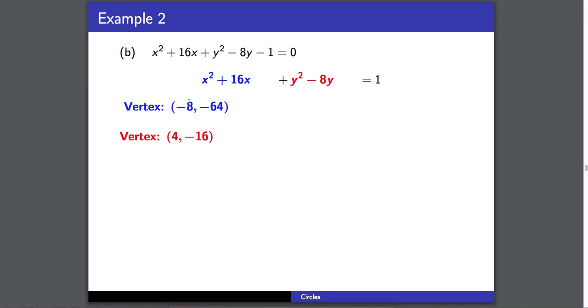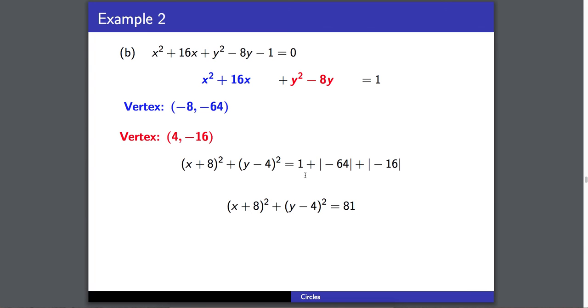So now I have (x - (-8))², which becomes (x + 8)², plus (y - 4)² = this 1 + |-64| + |-16|. When we combine the terms on the right-hand side and simplify them, we get 81. So our equation of this circle is (x + 8)² + (y - 4)² = 81.